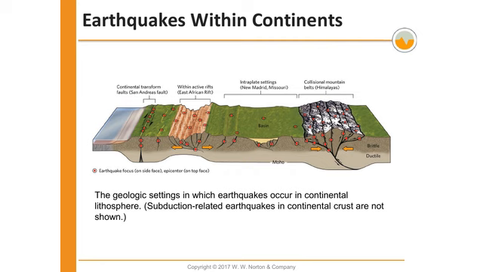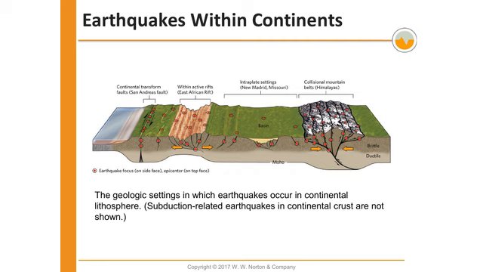As we look at the slide titled Earthquakes Within Continents, we see a cross-sectional diagram illustrating various geologic settings where earthquakes occur in the continental lithosphere. On the left, we have continental transform faults like the San Andreas Fault, marked by lateral motion between tectonic plates, moving toward the center. The next section highlights active rifts, like the East African Rift, where tectonic plates diverge, creating tension areas leading to earthquakes.